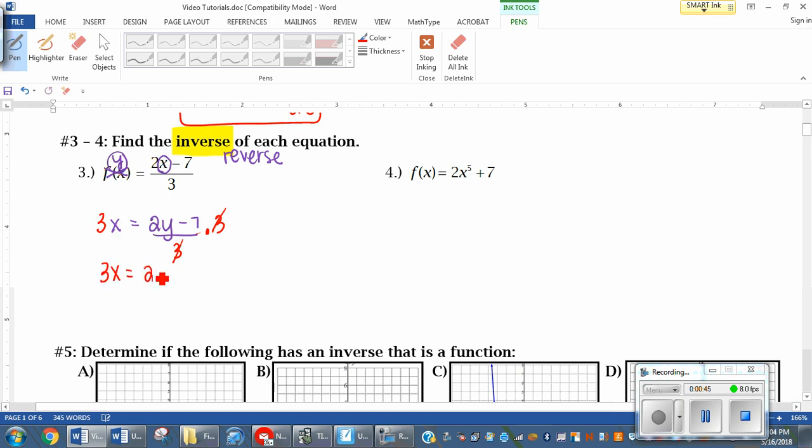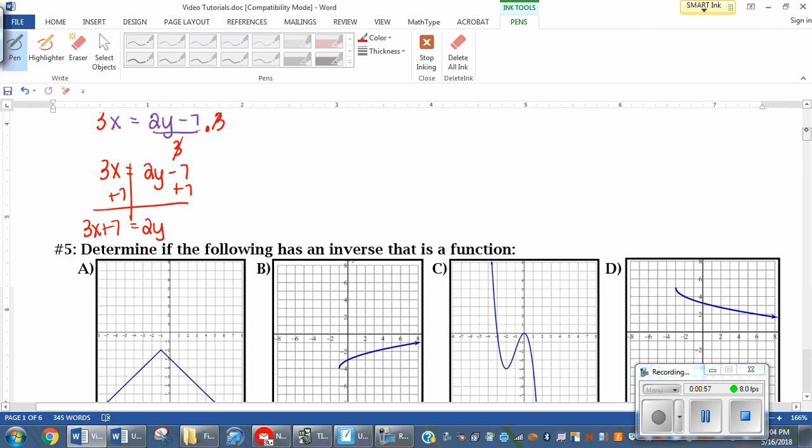which brings us to our next step. We need to get rid of the 7 first. So when I add the 7 over on the left, and our last step is to divide by 2.